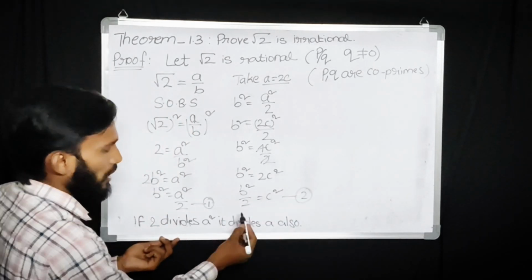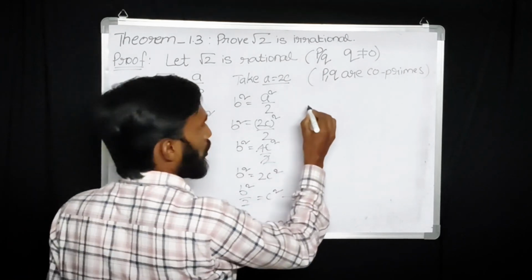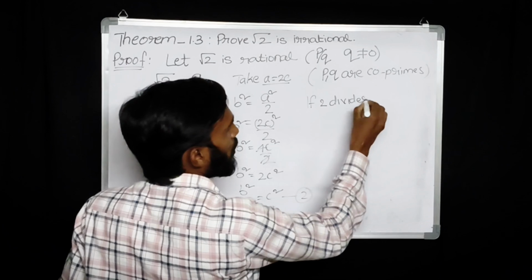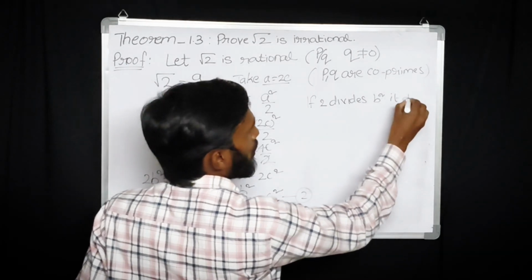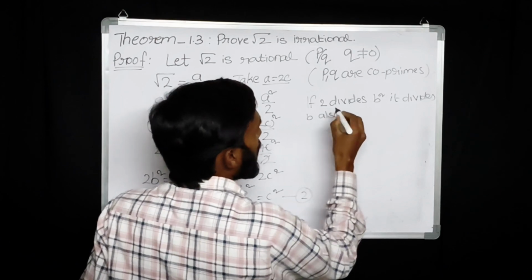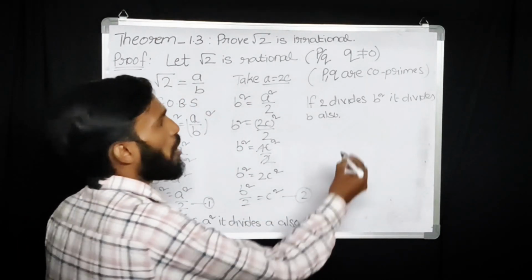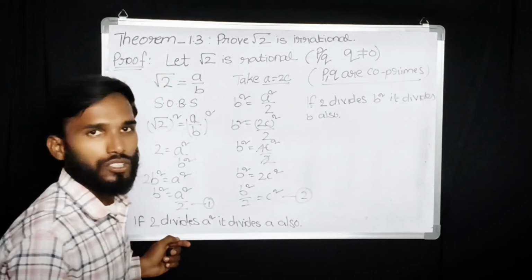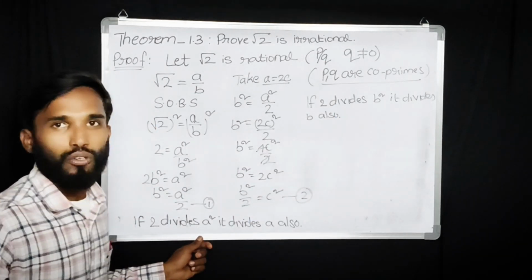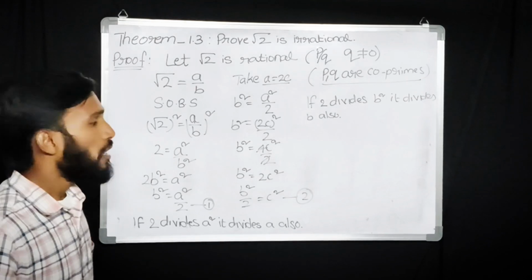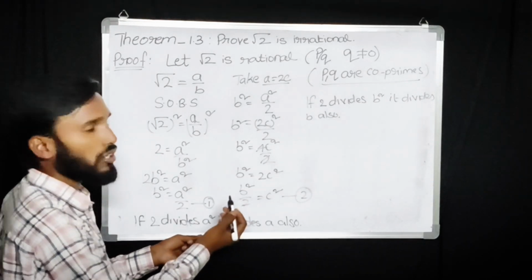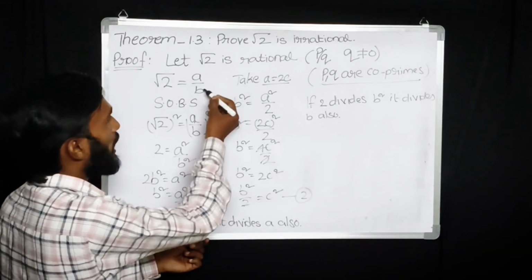If you observe, here 2 is dividing b square also. If 2 divides b square, it divides b also. But if you observe our condition, p, q are co-primes. That means p and q have only one as the common factor. But here, except one, we have 2 also as a common factor for a and b.